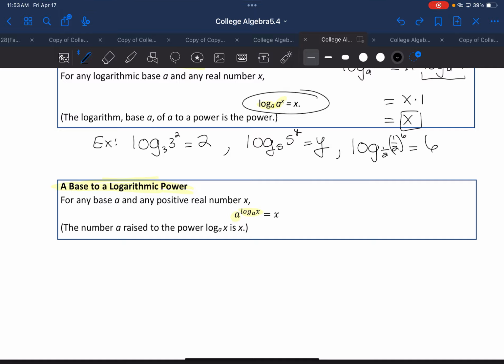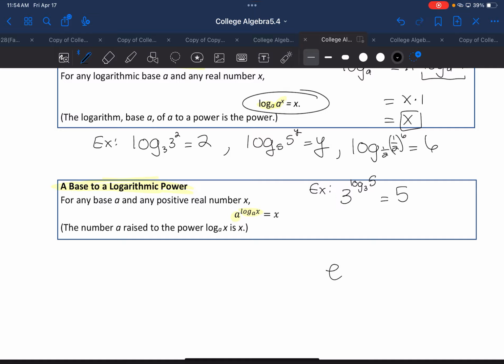I'm not going to prove this one to you because it takes a little bit more knowledge of what we're going to learn next week of solving these equations. But I'll just give you a couple examples. So if I have 3 raised to the log base 3 of 5, this would just be equal to 5 because this exponent matches the base of that log.